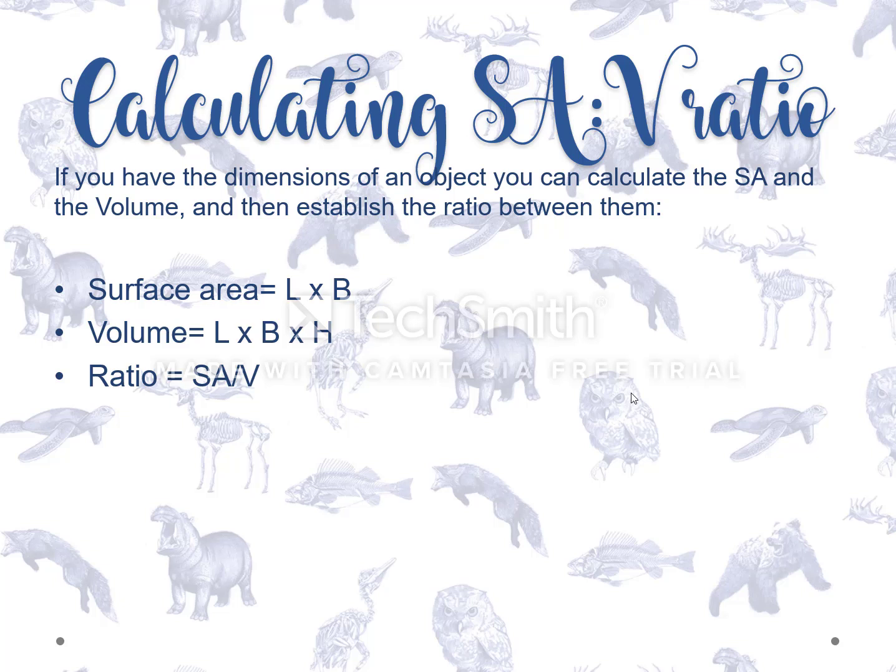So we're going to do surface area as length times breadth, and our answer is going to be in centimeters squared. Volume, we're going to do length times breadth times height, and our answer is going to be in centimeters cubed. And then we are going to take the surface area divided by the volume and find a ratio.